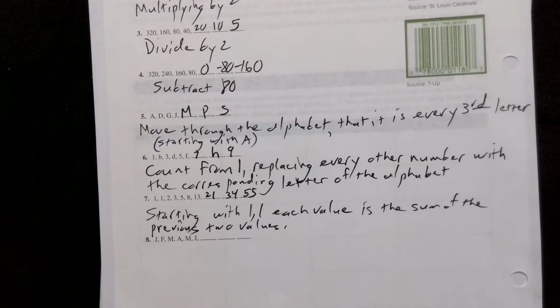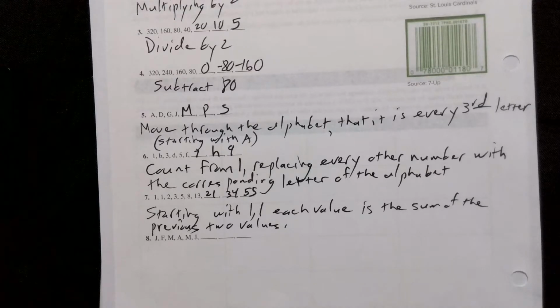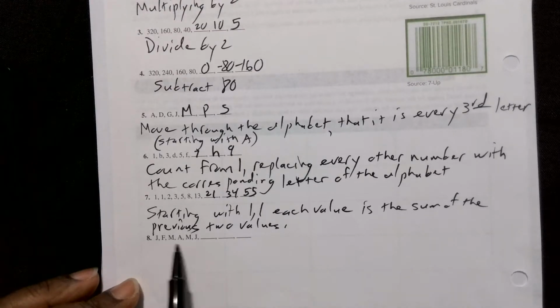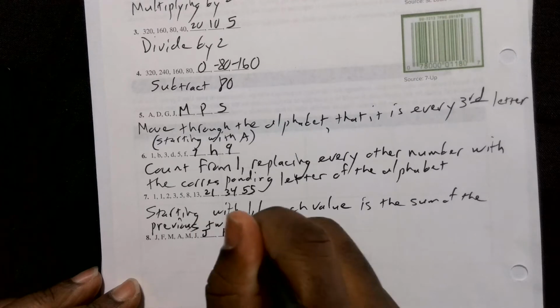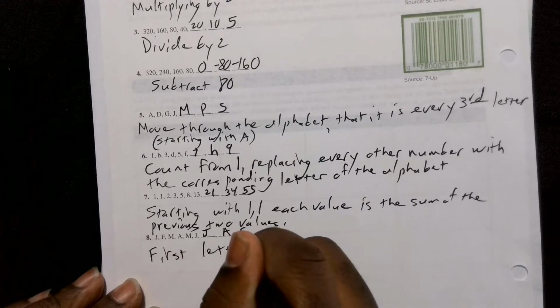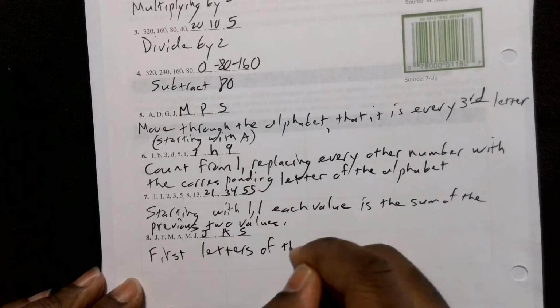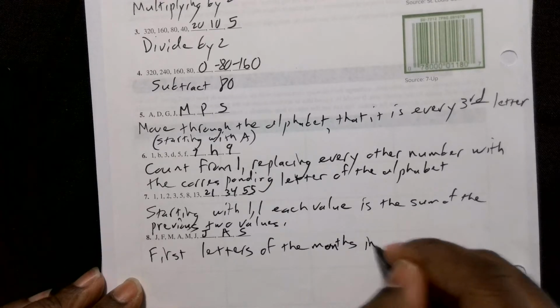Now, we come here. We have JF, MA, MJ. And I will admit, when I first did this, I had a totally different pattern than what it actually was. But looking at this, you have JF, MA, MJ. These are the months of the year. So this is January, February, March, April, May, June. So then we know we will have July, August, and September. So it's the first letters of the months in the year.